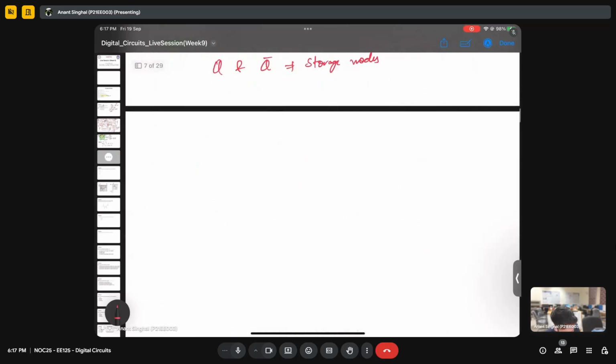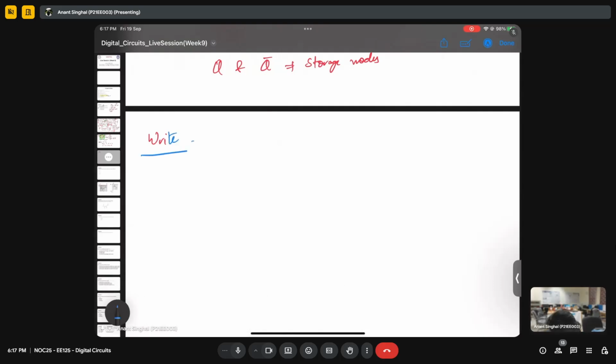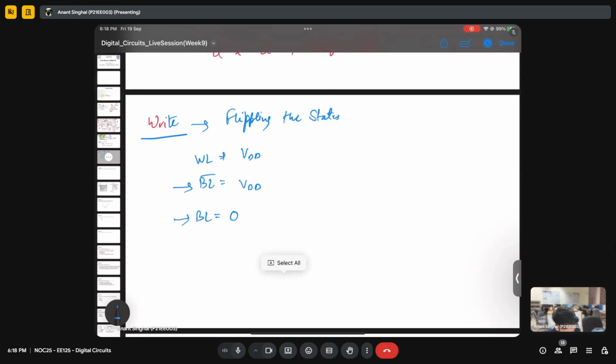So the next operation is the write operation. This is also called flipping the states. The only difference between the read and write operation is that the word line will remain at VDD, but now we make the bit line complement VDD. We do not give any specific pre-charge, so the bit line is basically 0. Since the bit line complement is VDD, by default the bit line will be 0. So it is not pre-charged. Let me now explain how it will work.